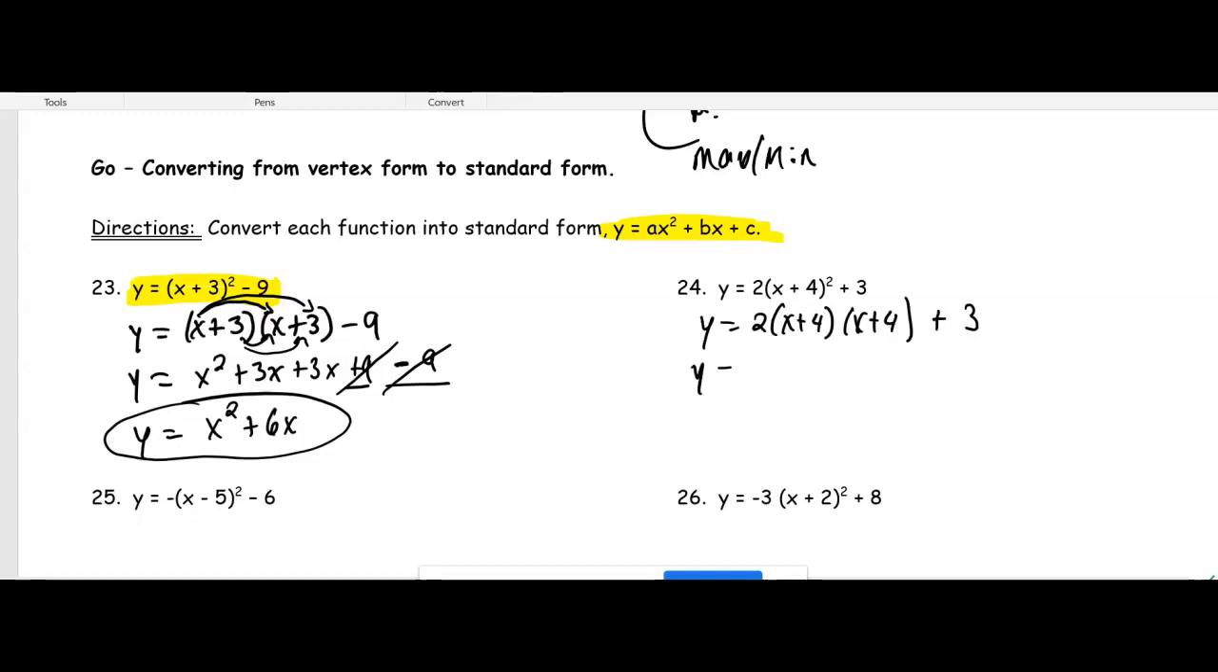A couple different routes we could take in doing this. I'm going to go this route. I'm going to first do what we just did in that previous problem. Take the x plus 4 and multiply it by the x plus 4, just like we did with these guys over here.